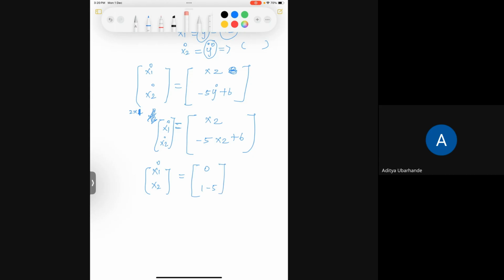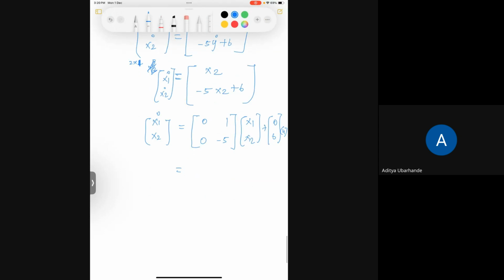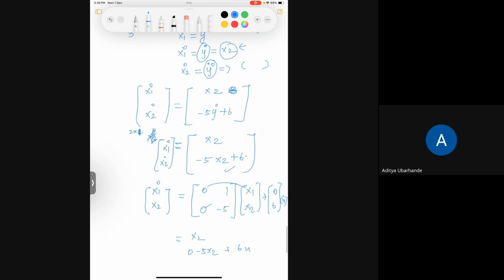How can we represent? Okay, wait. 0, 1, 0 minus 5, x1, x2 plus 0, 6, u. Right? If I again do this, 0 into x1 plus x2, 0 into x1 minus 5x2. This equation has come, right? Plus 6 into u. This 6 is a constant. It will be multiplied using u. Clear?